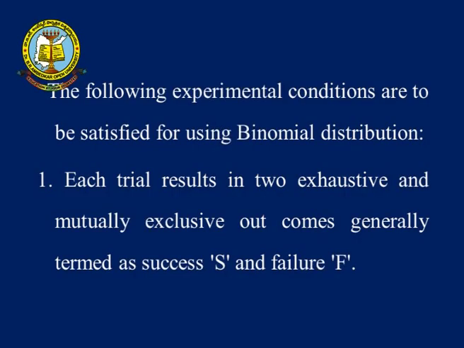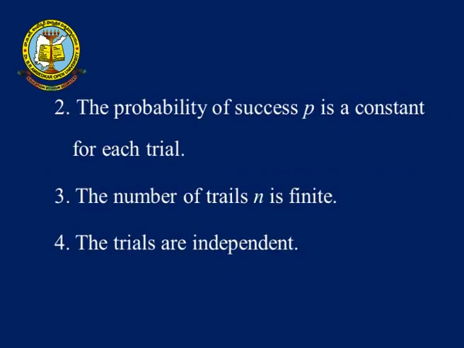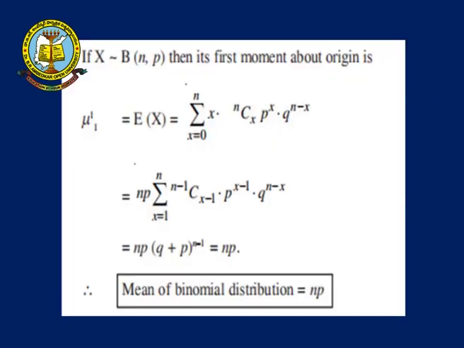The following experimental conditions are to be satisfied for using the binomial distribution. The first condition is each trial results in two exhaustive and mutually exclusive outcomes, generally termed as success and failure. The probability of success p is a constant for each trial. The number of trials n is finite. The trials are independent.